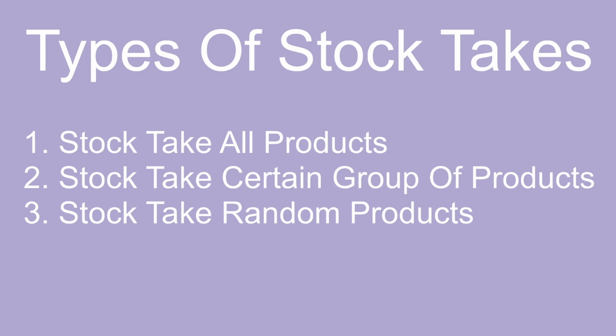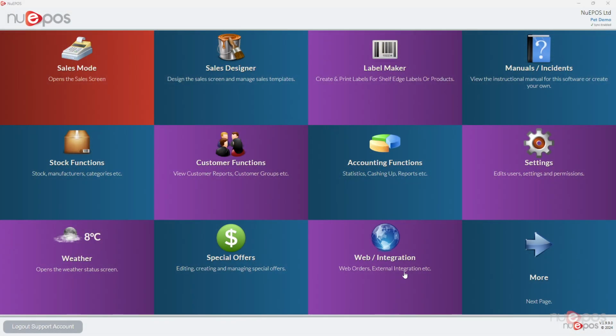The second scenario would be when you only want to stock take a particular group of products, for example, an entire shelf, an entire set of products by one supplier or category of products, that kind of thing. And the third would be going around and just doing random products that you see, sometimes called a spot check and things like that. Okay, so we're going to do all three of these scenarios.